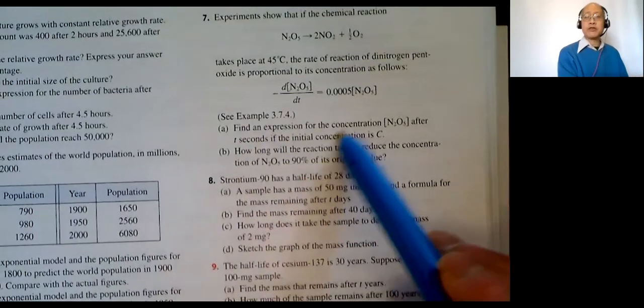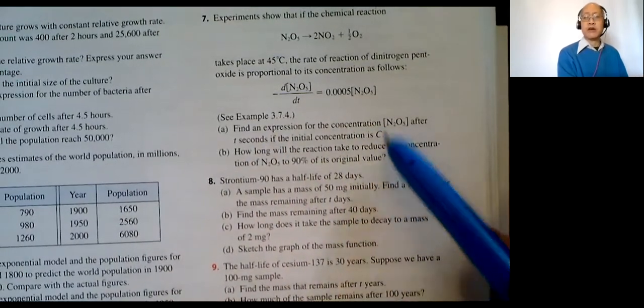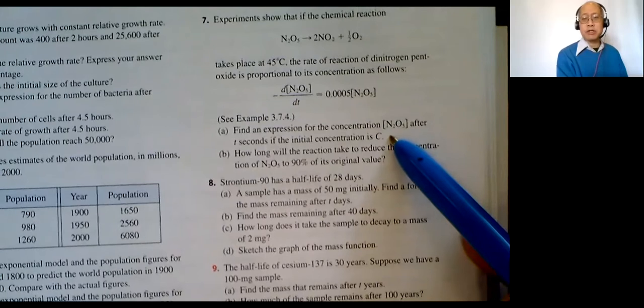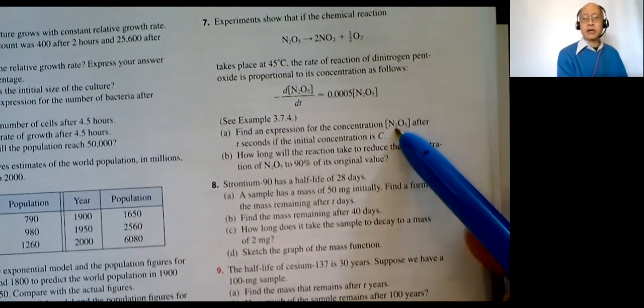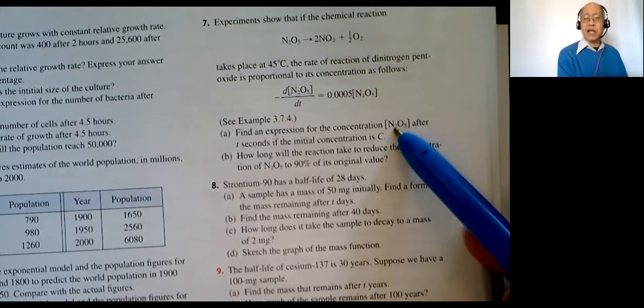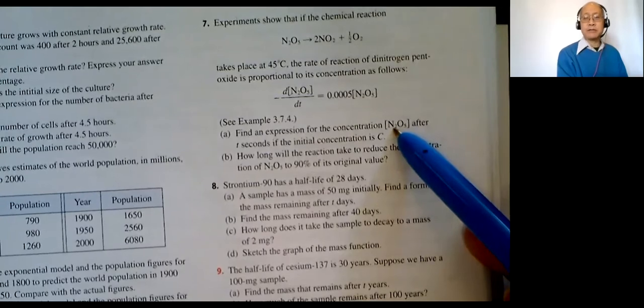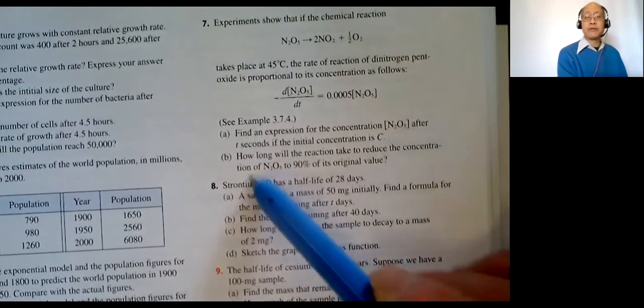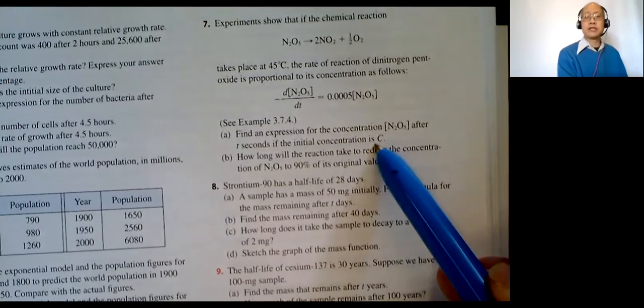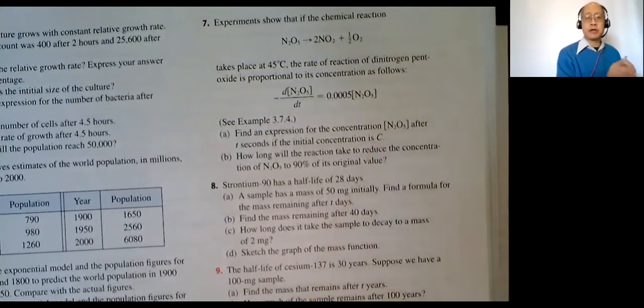Okay, find an expression for the concentration of N2O5. Again, that's not a math symbol, it's a chemistry symbol. Concentration is normally expressed in molarity. You don't have to write that down, but some of the chemistry people know that. After t seconds, the initial concentration is C. All they're telling you is the initial amount is C. So how do you do that now?